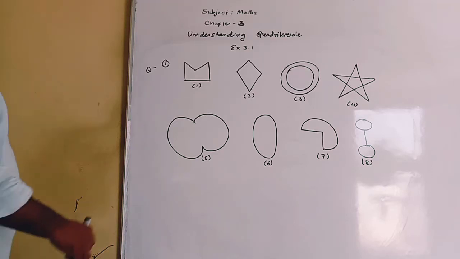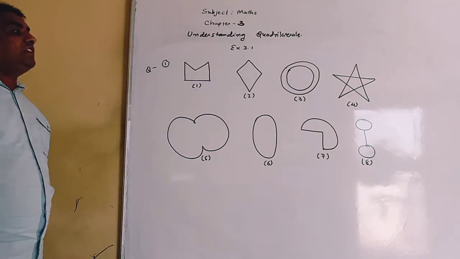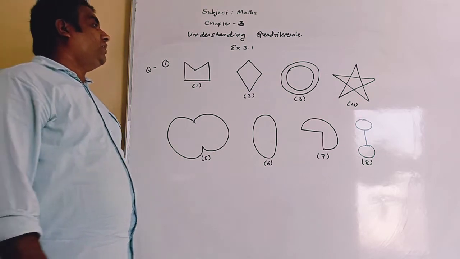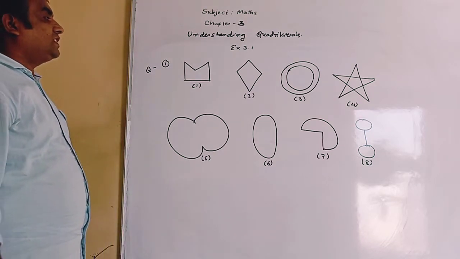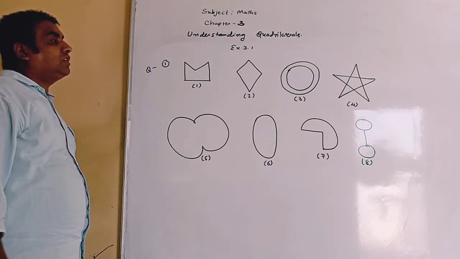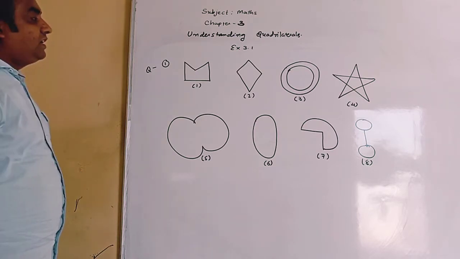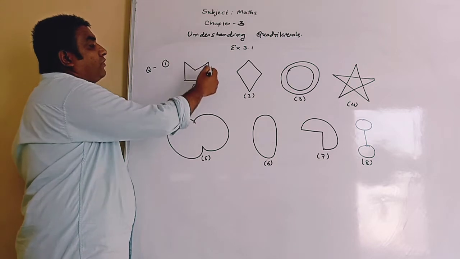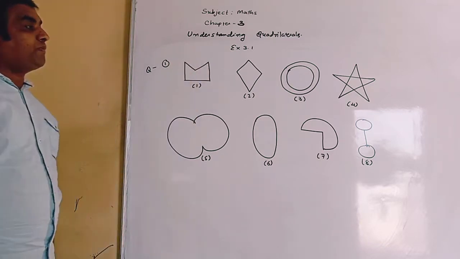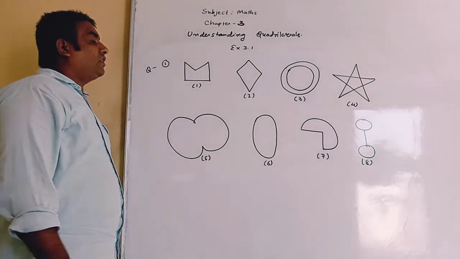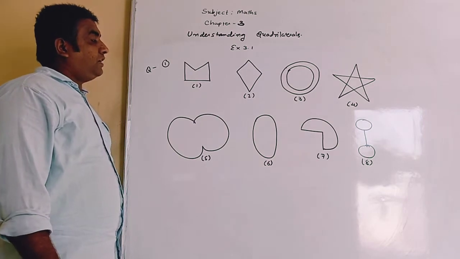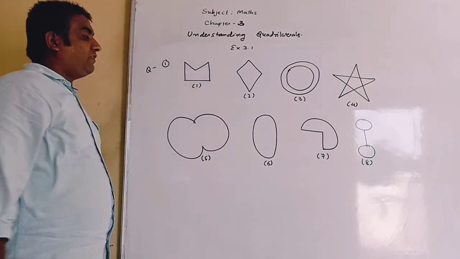Hello friends, in Maths chapter 3 understanding quadrilateral we will see the exercise 3.1. In the last session we have studied about the polygons and curves. So in the curve we have studied that if we can draw a diagram without lifting pen or pencil, then it is called a curve. Okay. So here some curves are given.